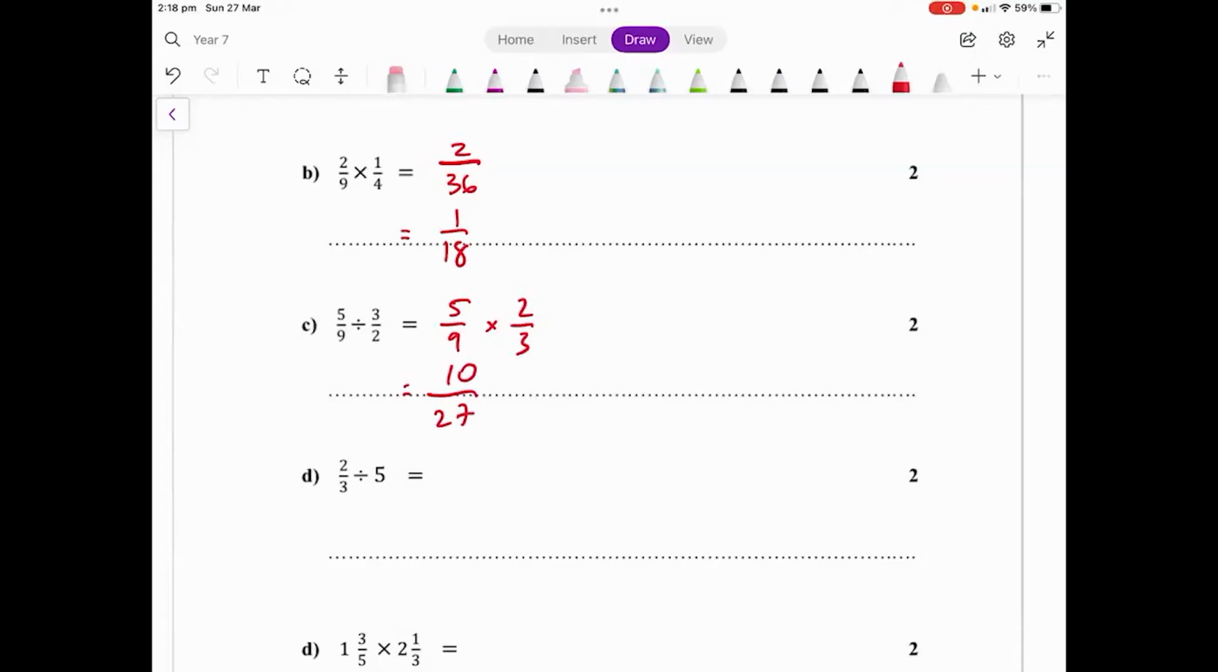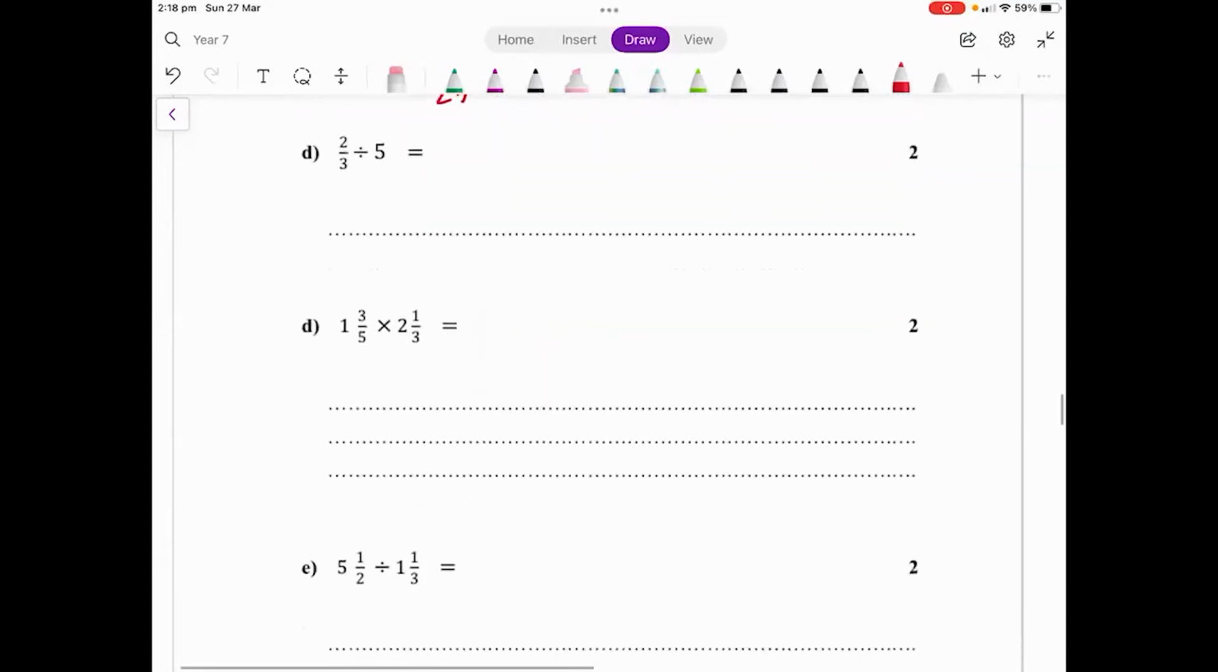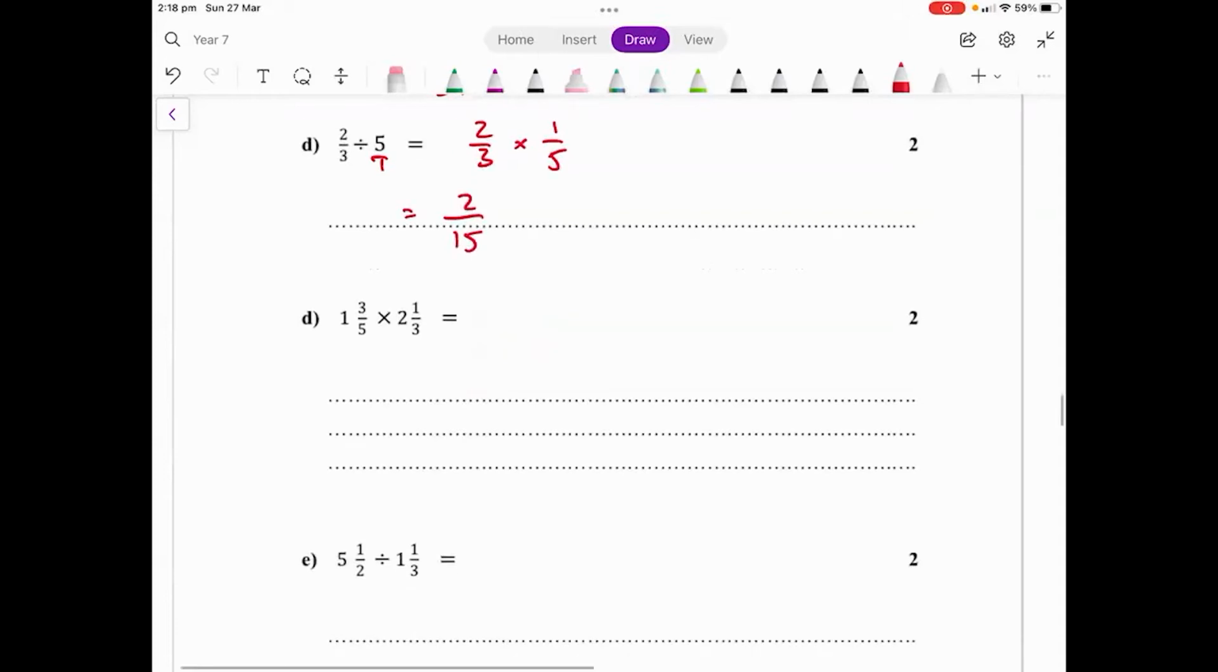Question D is another division question. So we want to use KCF. So I'm going to change 5 into 5 over 1 so that I can use KCF. So 2 over 3, I keep it. Division, I change it to a multiplication. And 5 over 1, I flip to 1 over 5. Now I do 2 times 1 is 2. 3 times 5 is 15.